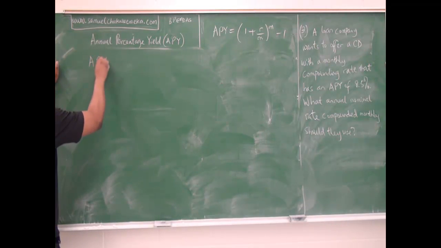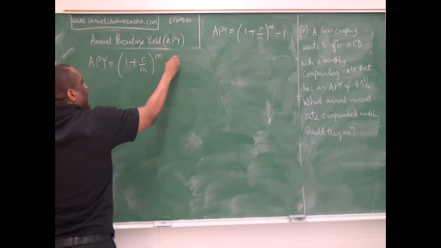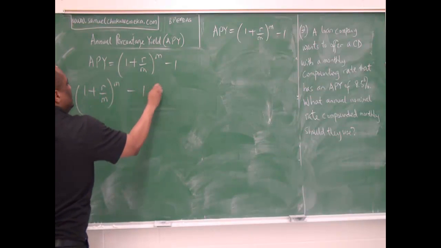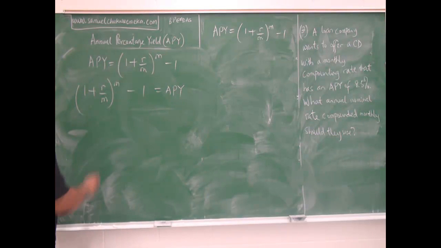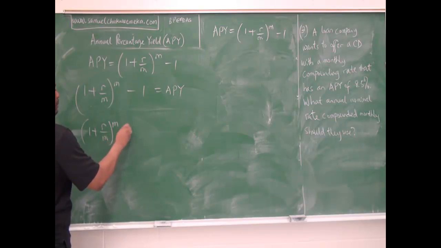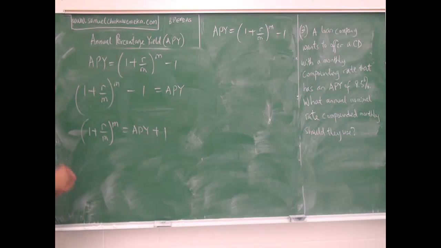APY is equal to (1 + r/m)^m − 1. So this means that (1 + r/m)^m − 1 is equal to APY. I want to make r the subject of the formula. So this means that (1 + r/m)^m is equal to APY + 1. Right? APY plus 1. So, look, I want you to listen and listen well.